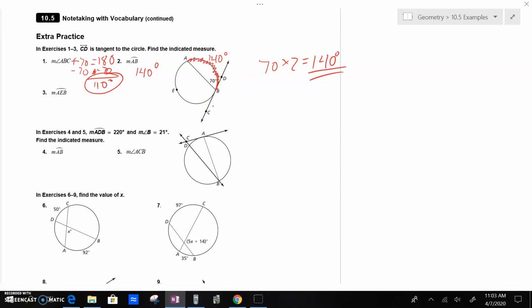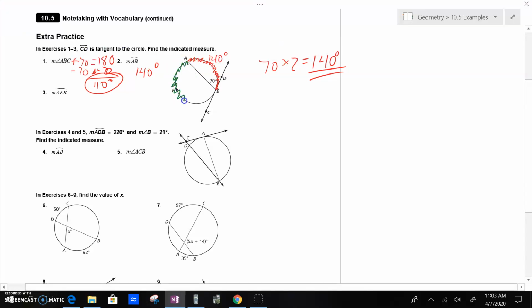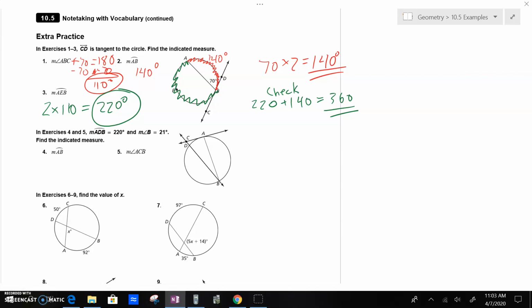And then arc AEB, so that's the big arc since it goes through the 3 letters. So let's grab a different color here. If we're looking for that arc, that's going to be double this 110. So same thought process: 2 times 110 is 220. And just as a quick reasonability check, my green number and my red number, when I add them together, should give me the entire circle. 220 plus 140 is 360, and that better be true. So that works here. That gives me my 360 degrees in the circle. This is just a quick check that what I was doing makes sense in terms of what circles should be. So that's questions 1 through 3.